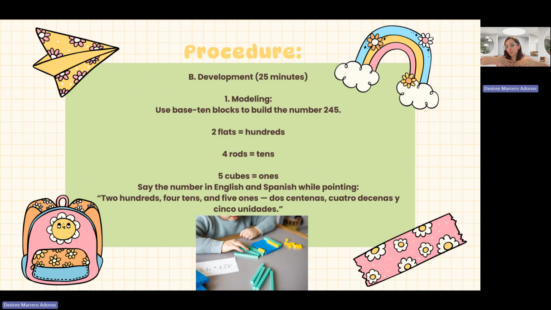First, I start modeling. I use me first, the teacher first, the base ten blocks to build 245. I use two flats because they have 200. I use four rods, that is the longest one, because we have 40, 240, and the little cubes, five of them because I have 245. I say the numbers in English and in Spanish. I point, I do it again. We see all of the process. Me first, of course, explaining.